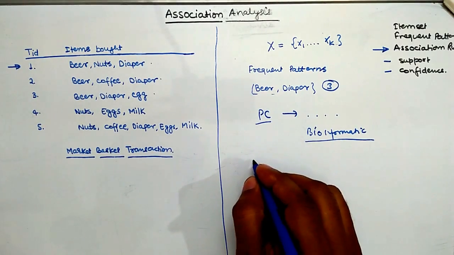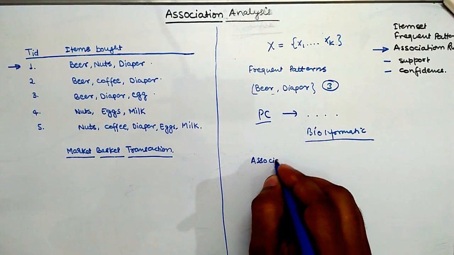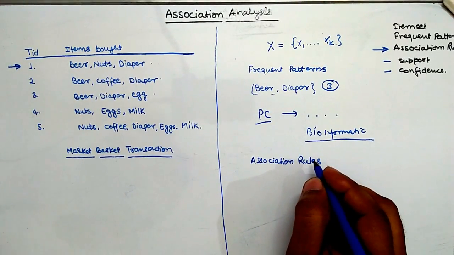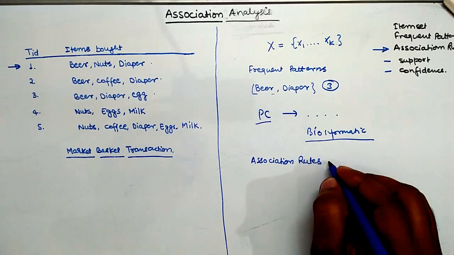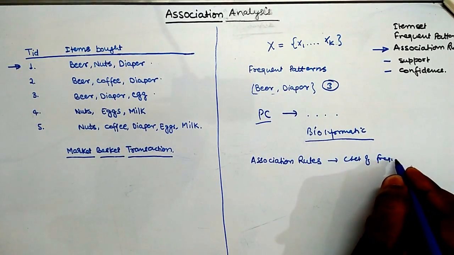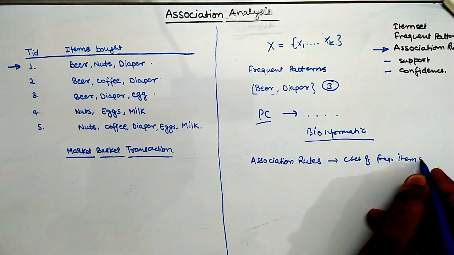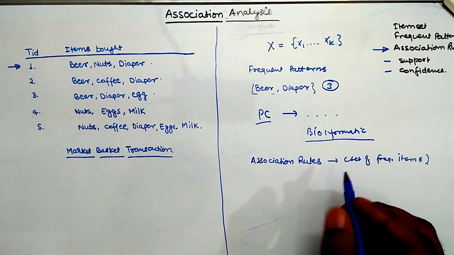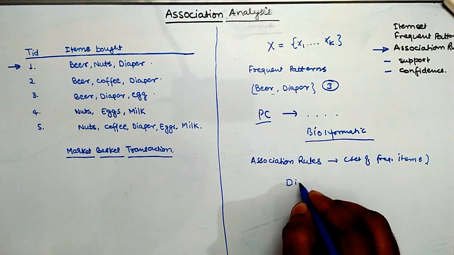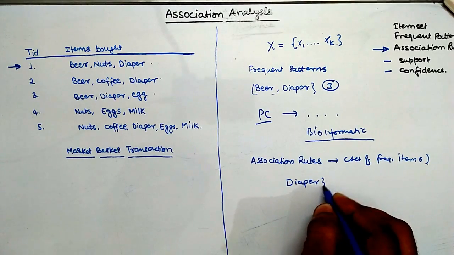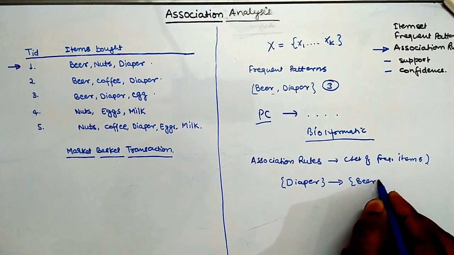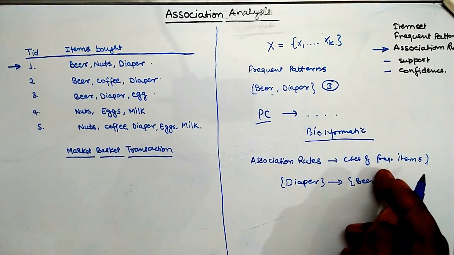These relationships are known as association rules. We can also say that these association rules are nothing but sets of frequent items. For example, I write a rule like diapers tends to beer.